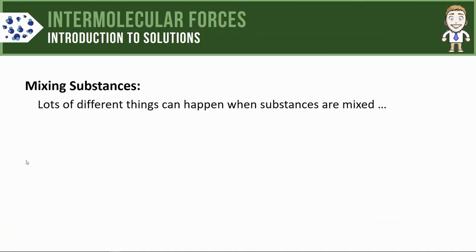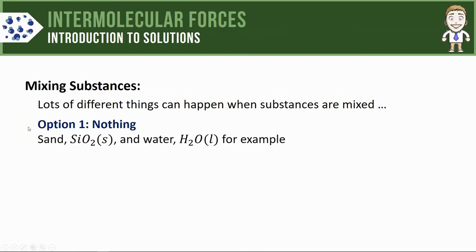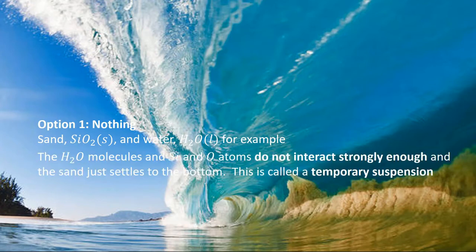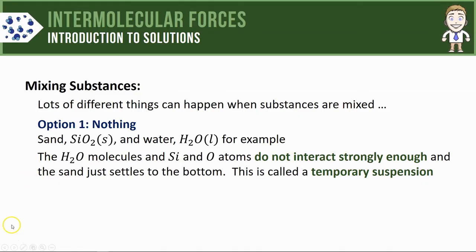So lots of different things can happen when you start mixing different substances together. One of those options is simply nothing. A good example of this is sand and water. You can see in the bottom right hand corner where this wave is pulling up some sand with it. These two things are mixing together, but not in a way where any actual process is really taking place. It's because the water molecules and the silicon and oxygen atoms of silicon dioxide in the sand can't really interact strongly enough with each other to really do anything, and the sand just sort of settles out to the bottom. There is a name for this, and it's called a temporary suspension.